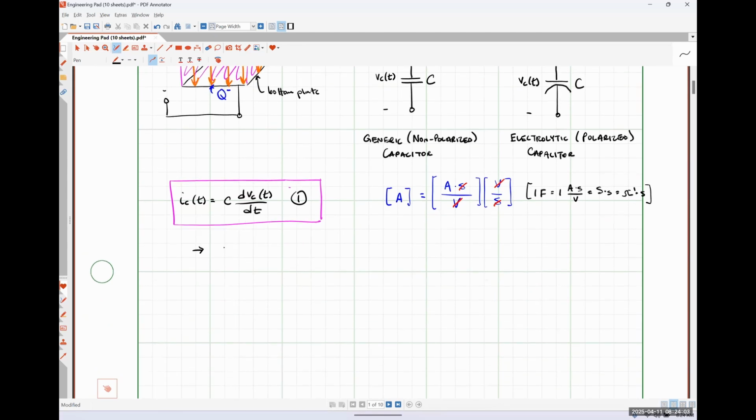So I can say that in a DC circuit, IC of t must be 0 amps, and then capacitors behave like an open circuit.